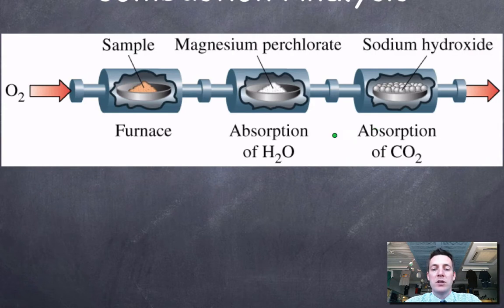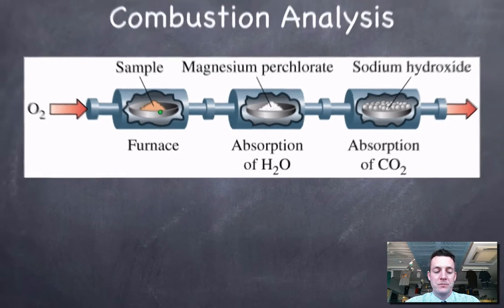Now, why would I want to know the number of moles of water and carbon dioxide if I'm trying to find the number of moles of carbon and hydrogen? Well, carbon dioxide has one carbon in it. So if I know the number of moles of carbon dioxide, I know the number of moles of carbon that were in the sample. Water has two hydrogens in it. So if I take the number of moles of water and double it, then I know how many moles of hydrogen there were in my sample.